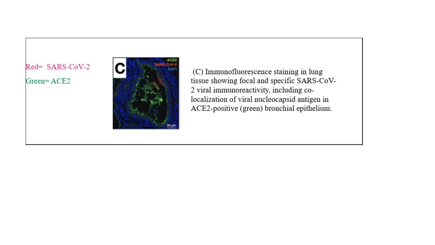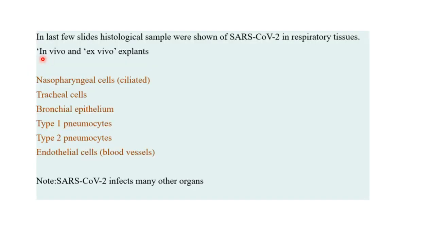This is an earlier picture of bronchial epithelium showing SARS-CoV-2 infection, but lots of green ACE2 material on the cell. So we have seen in vivo and ex vivo infection of lung tissue by the SARS-CoV-2 virus. We have seen nasopharyngeal cells, tracheal cells, bronchial epithelium, type 1 pneumocytes, type 2 pneumocytes, and endothelial cells being infected by SARS-CoV-2.